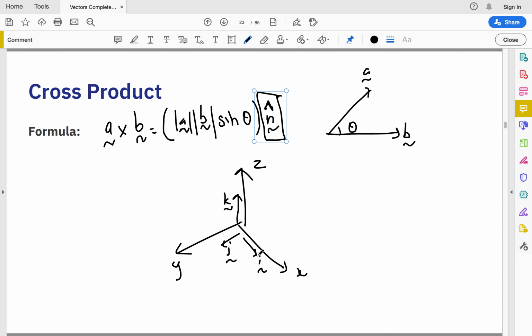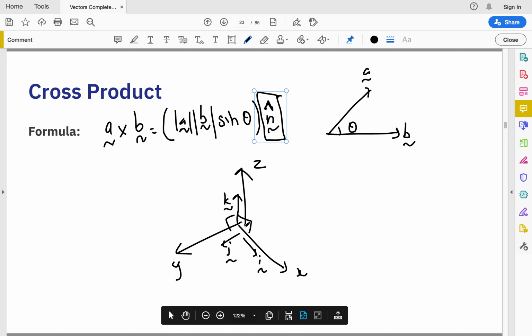So if we cross i and j, the vector that will be perpendicular to both i and j will be k, because this is 90 and this is 90. So our answer will be a scalar multiple of vector k. So remember, crossing two vectors gives us the vector that is perpendicular to both vectors that were crossed.